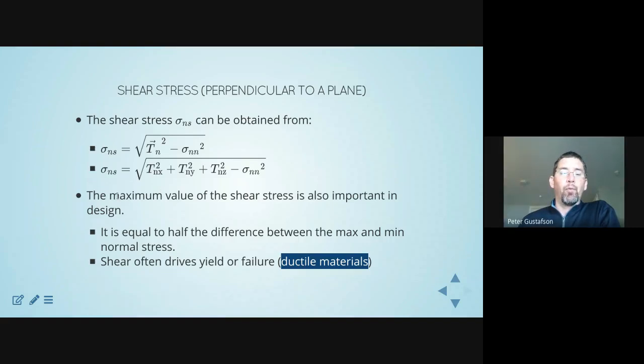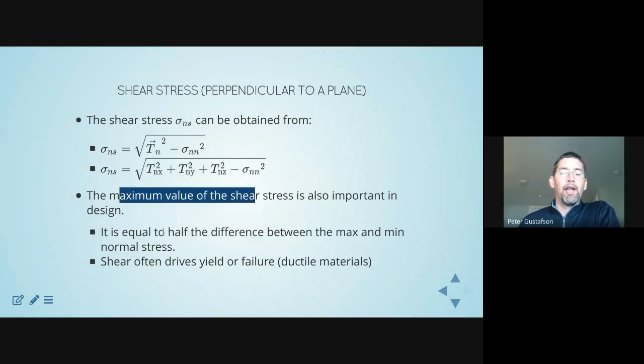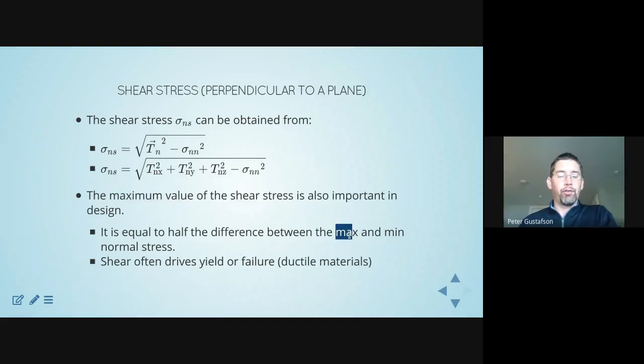One of the things we'll find as we go forward in the class is that the maximum value of the shear stress is related to the maximum value of the normal stress and the minimum value of the normal stress. So we will eventually want to compute both the maximum and minimum values, and that will give us an indication of what the maximum shear stress is. I haven't taught you how to do that yet. We're going to do that probably next lecture.